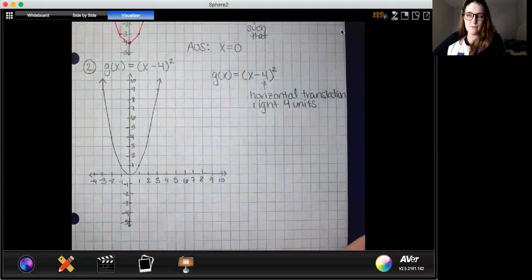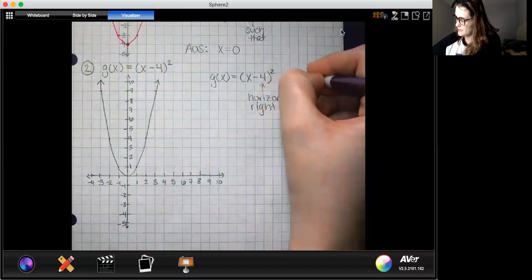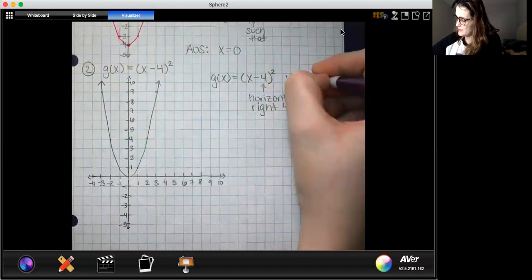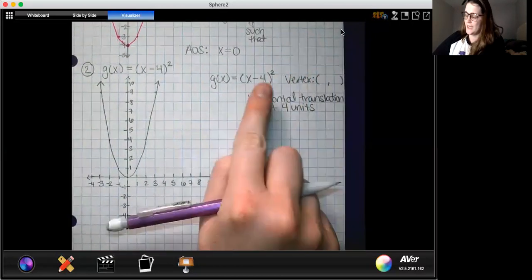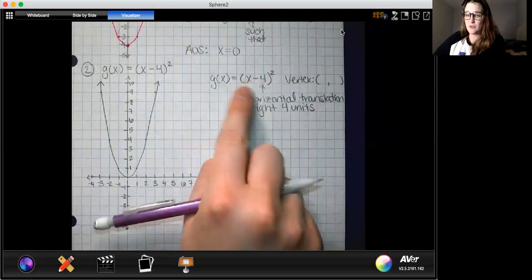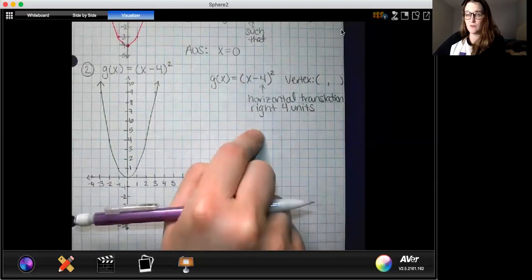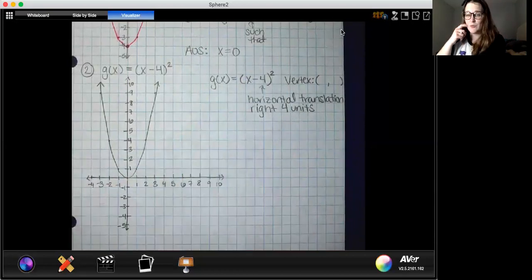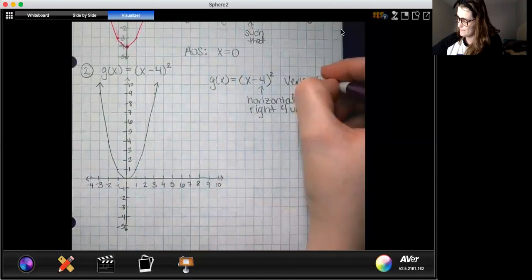Now, what's that going to mean for my vertex? Now, remember, your vertex in vertex form is (h, k). Your h being your value here. Now remember, because the original equation is minus, when you pull that number out, it's actually the opposite of what your brain thinks. And so your vertex x value is going to be 4.